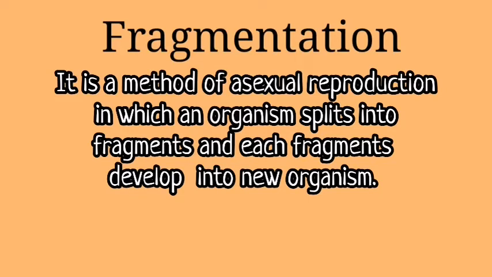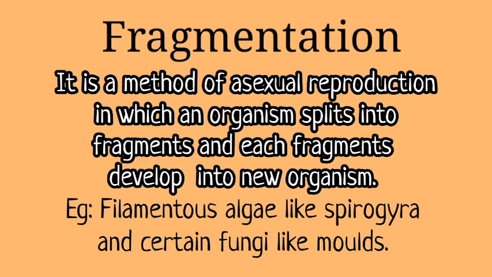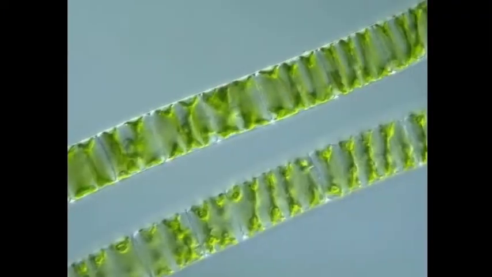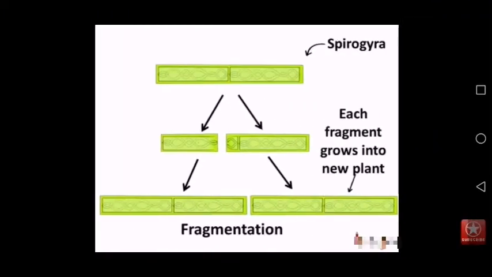Next is fragmentation. Some multicellular organisms which have simple body organization reproduce by breaking their body into small pieces called fragments. Each fragment grows into a new individual, and this mode of reproduction is called fragmentation. This takes place in certain filamentous algae like Spirogyra and certain fungi. Spirogyra is a multicellular filamentous algae. These filaments break down into small fragments and each fragment develops into a new Spirogyra.